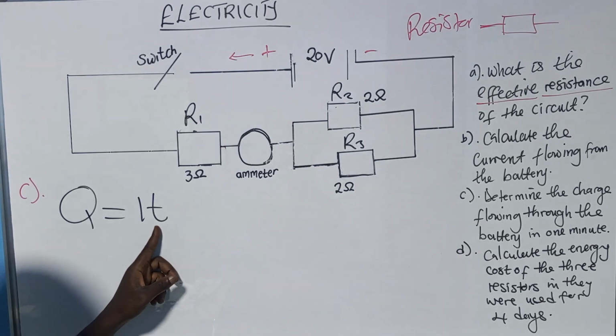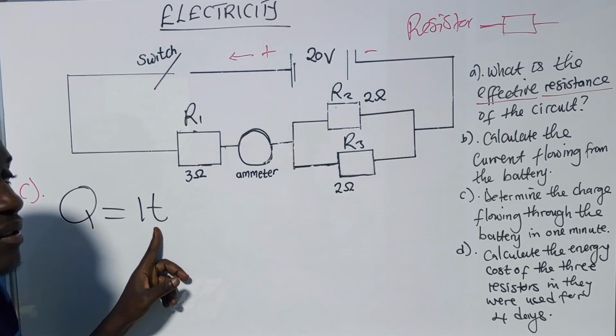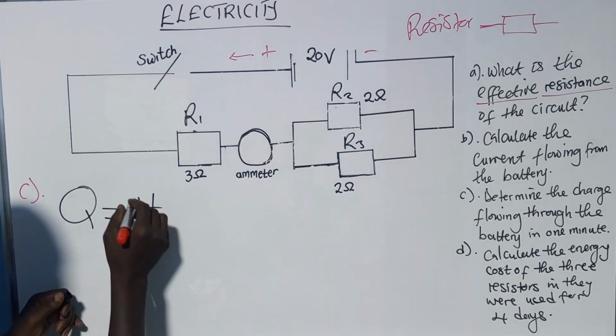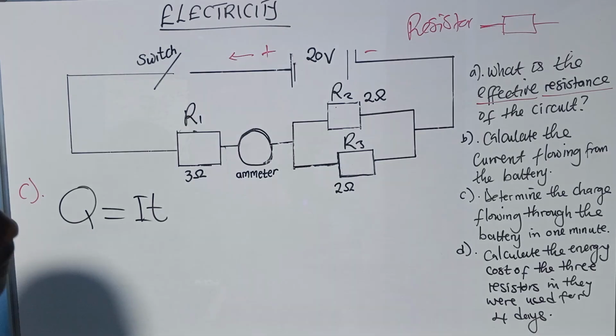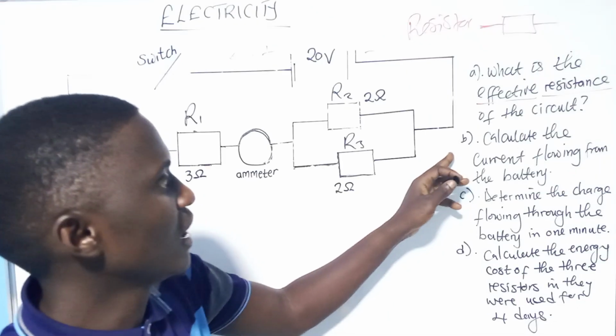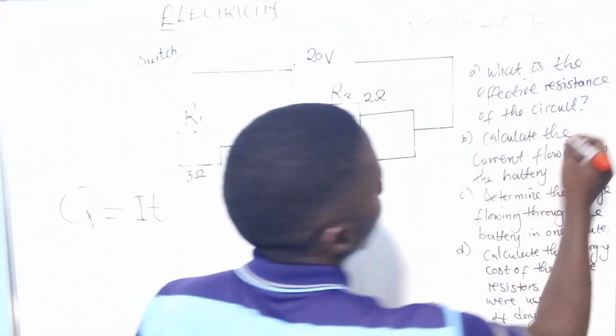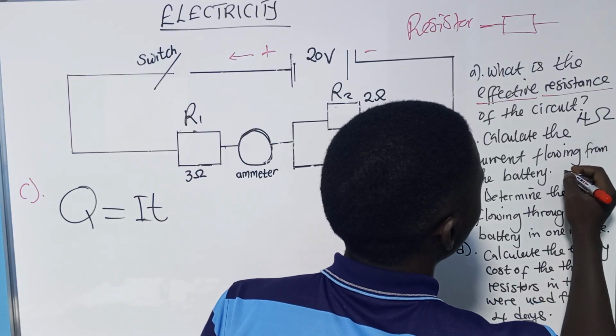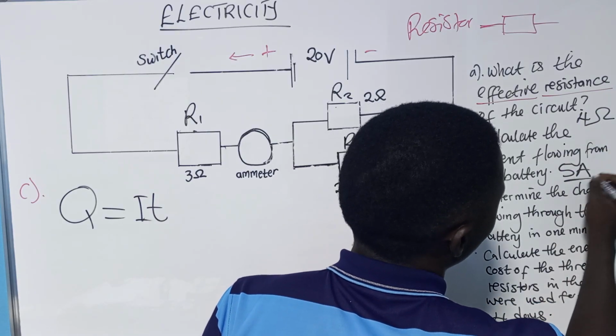Now, this T, it is always given in seconds, not minutes, and not in hours. Then the I, it stands for current. If you remember, on question B here, we have found the resistor which is 4 ohm, and we have also found the current which is 5 amps there.